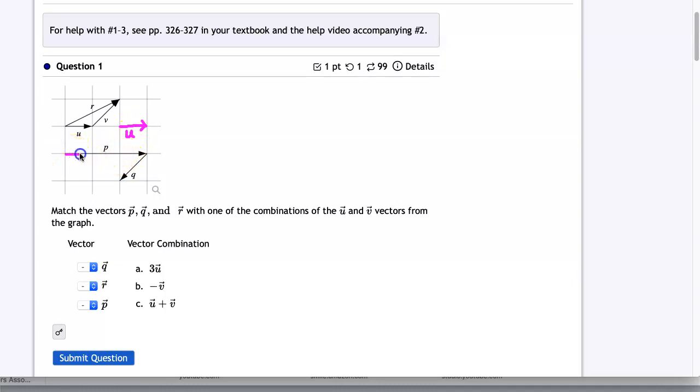Vector p is going to be taking vector u and stacking 3 copies of u together. So now it's the same direction as u, but it's triple the length. And that's what we have here: 3 times vector u.